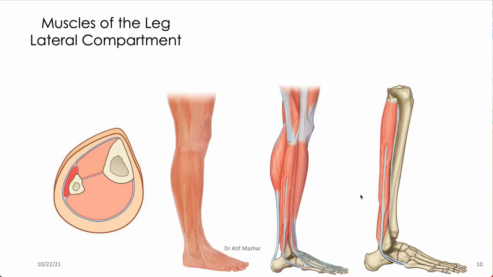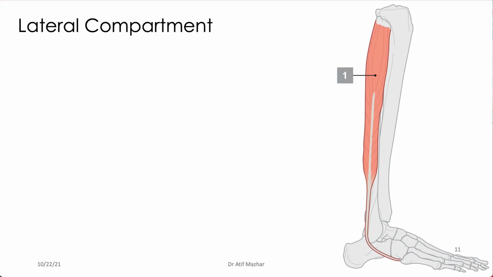Let's talk about the muscles present in the lateral compartment of my leg. The first muscle located in the lateral compartment is the Fibularis Longus. Older books talk about this muscle as Peroneus longus, but now this name has been replaced with Fibularis longus.